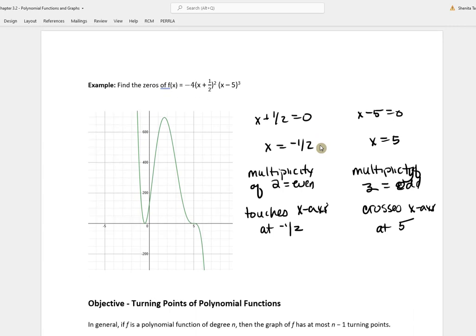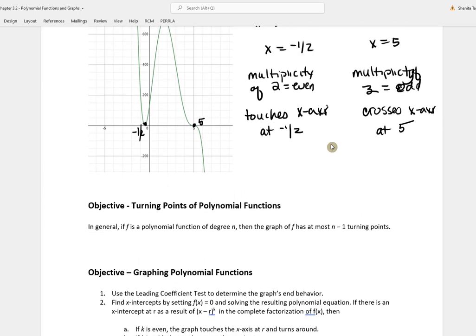So I already have the graph here. As you can see, the graph touches at negative 1/2. That's right here. And then it actually crosses at 5. This is the point 5. And it crosses the graph at 5.